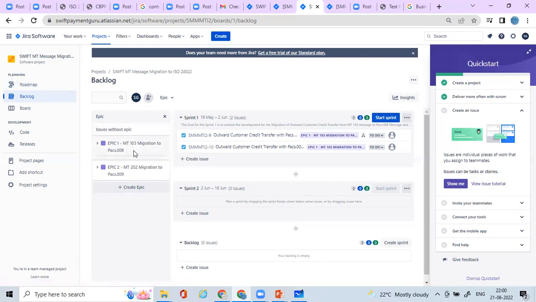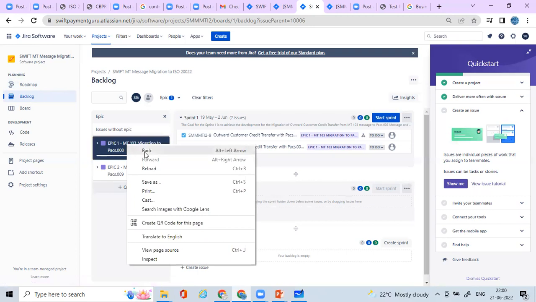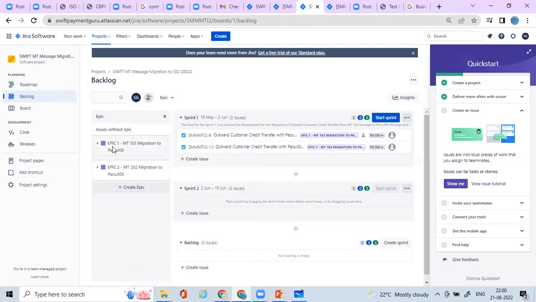walk through is how the epics look, or how you can create an epic. Those are the things I'm going to demonstrate to you. I have taken two epics: one is for MT103 migration to pacs.008, and another one is MT202 migration to pacs.009.